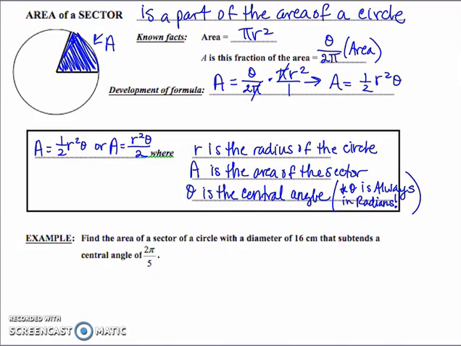For our last example, we're going to find the area of a sector of a circle with a diameter of 16 centimeters, that subtends a central angle of 2 pi over 5. Here's our given information. We know that the diameter of our circle is 16 centimeters, but remember our formula has radius in it. If our diameter is 16 centimeters, that means that our radius is going to be 8 centimeters. And we know that the central angle of our circle is 2 pi over 5. The nice thing is it's been given to us in radians, so we don't need to convert it.